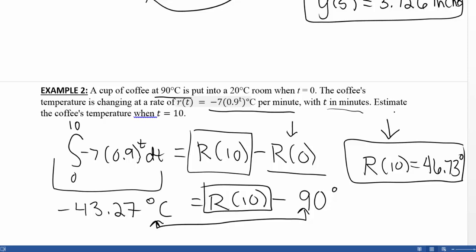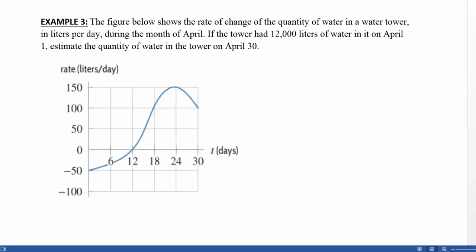Let's look at another example. Example 3. The figure below shows the rate of change of the quantity of water in a water tower in liters per day during the month of April. If the tower had 12,000 liters of water, that seems important, on April 1st, estimate the quantity of water in the tower on April 30th.